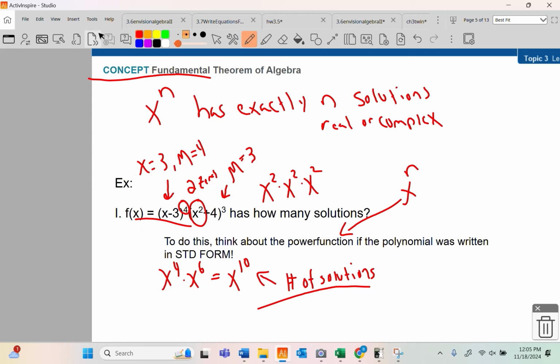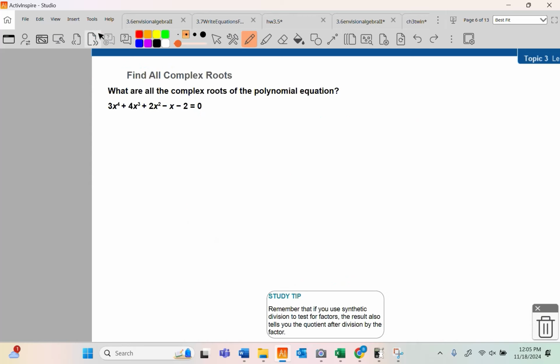All right, so you ready to move on? We are. What are all the complex roots of the polynomial equation? The word complex was mentioned. What do you think that means? Real and what? Imaginary. Real and imaginary.